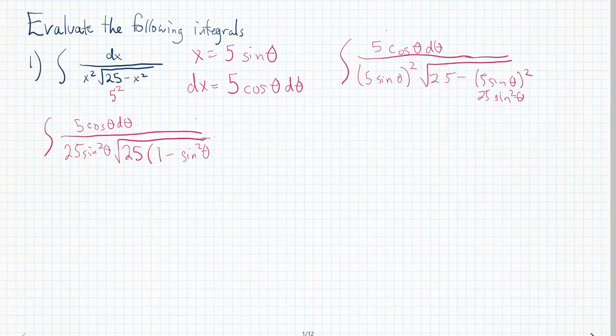And the whole idea behind that is the fact that 1 minus sine squared theta is cosine squared theta. So we can write this as 5 cosine theta d theta over 25 sine squared theta.